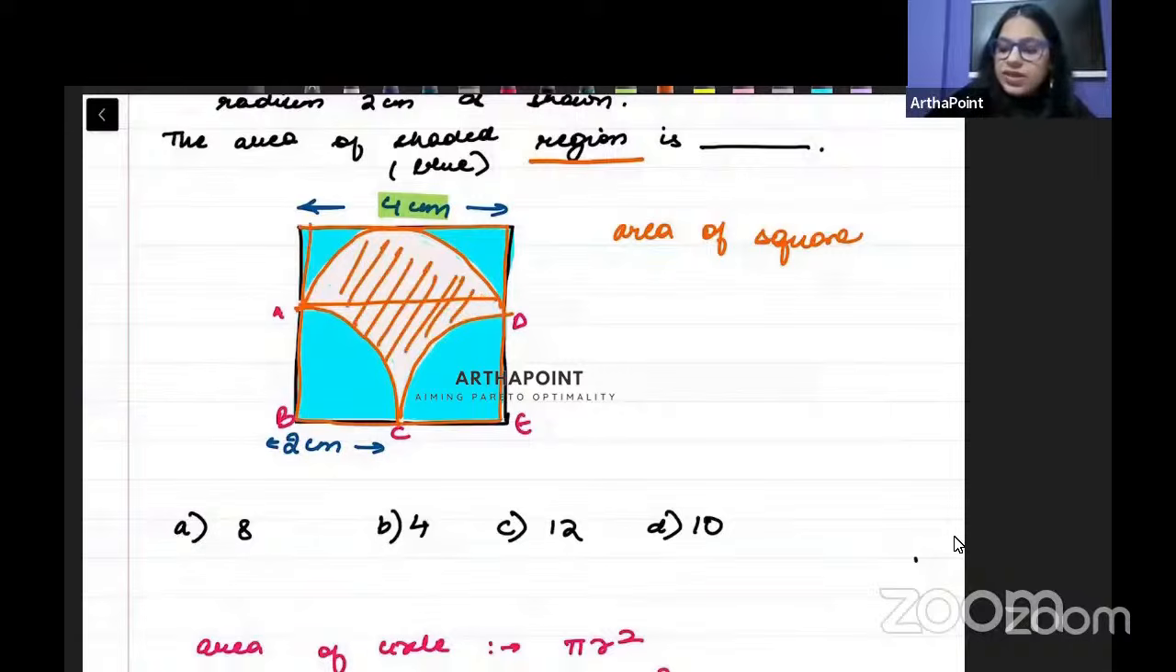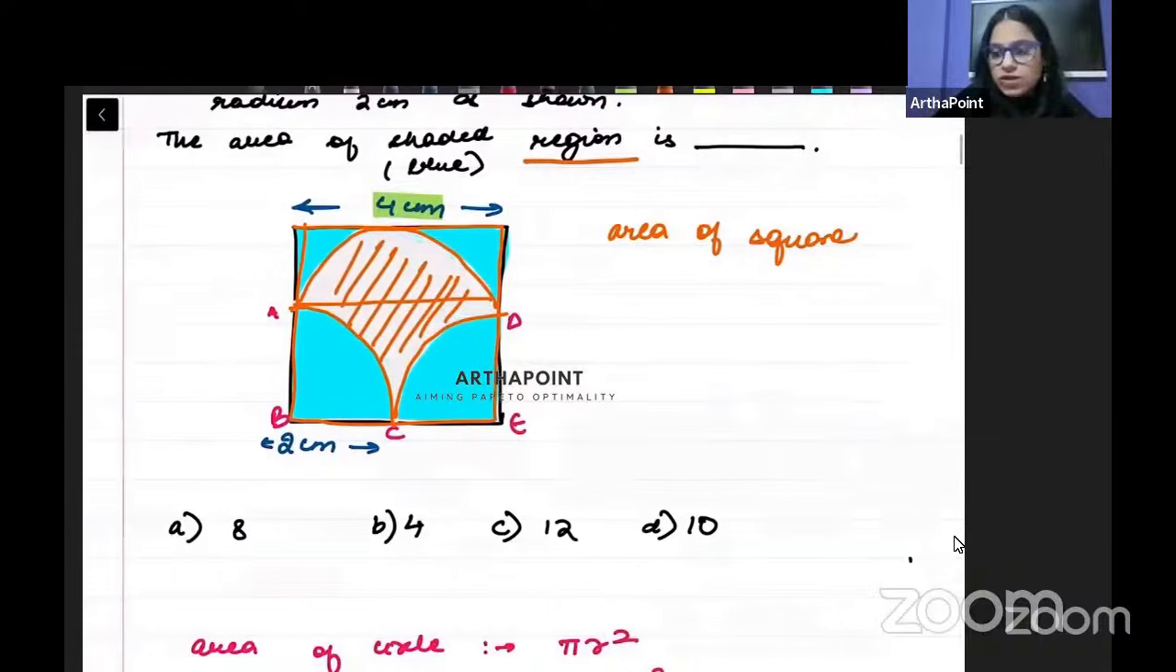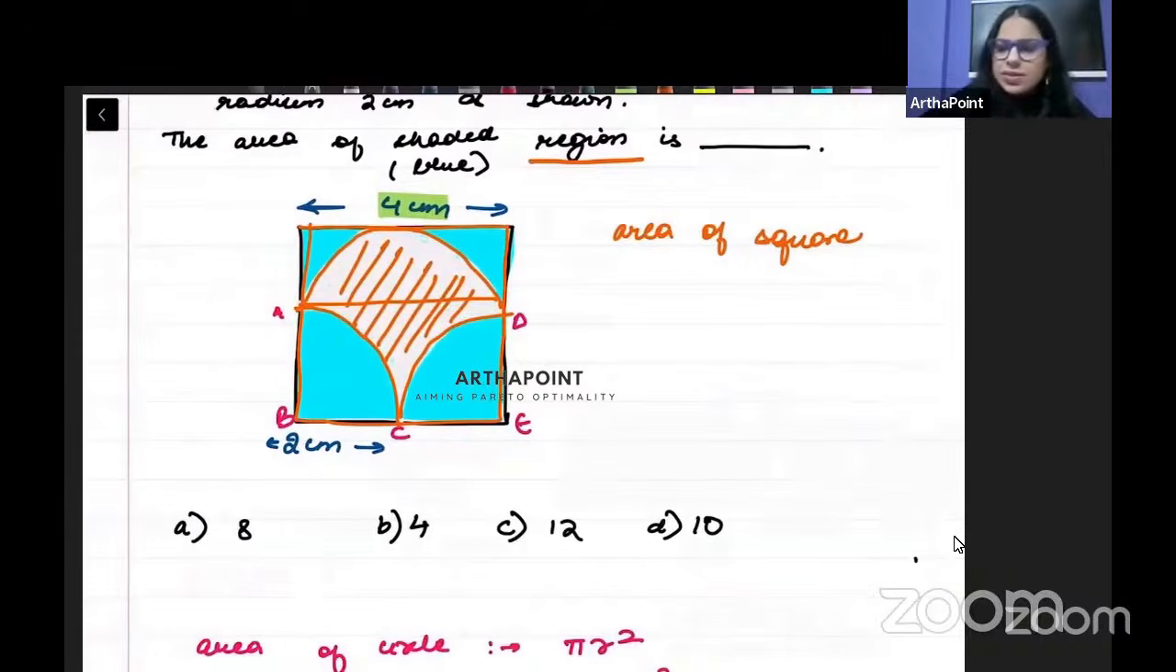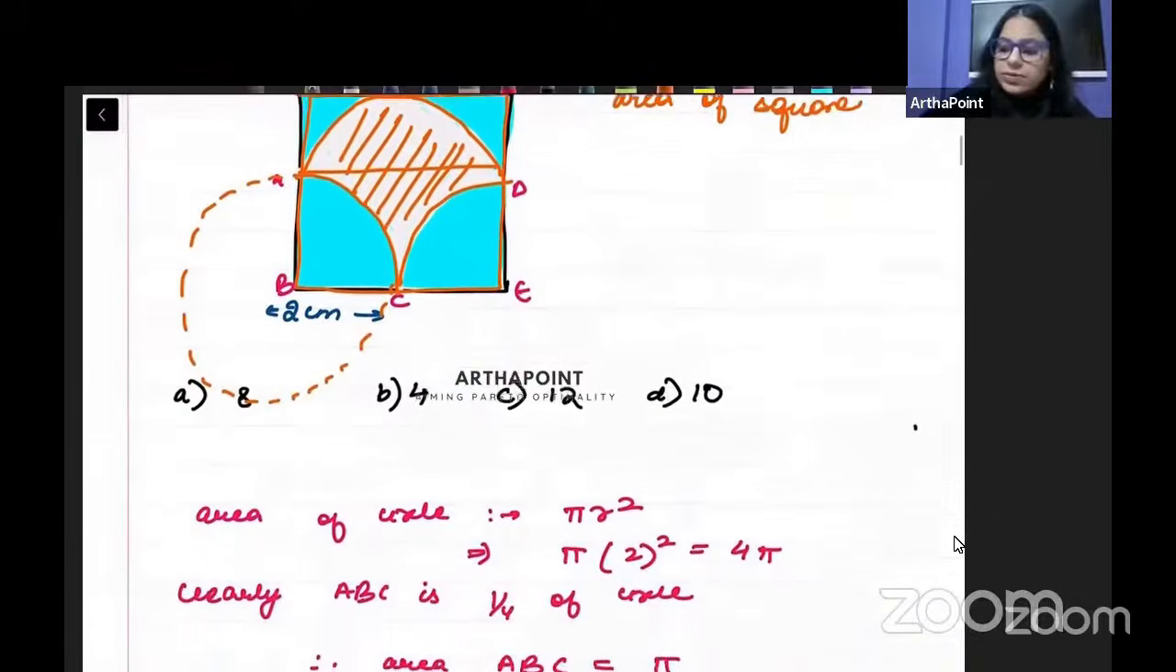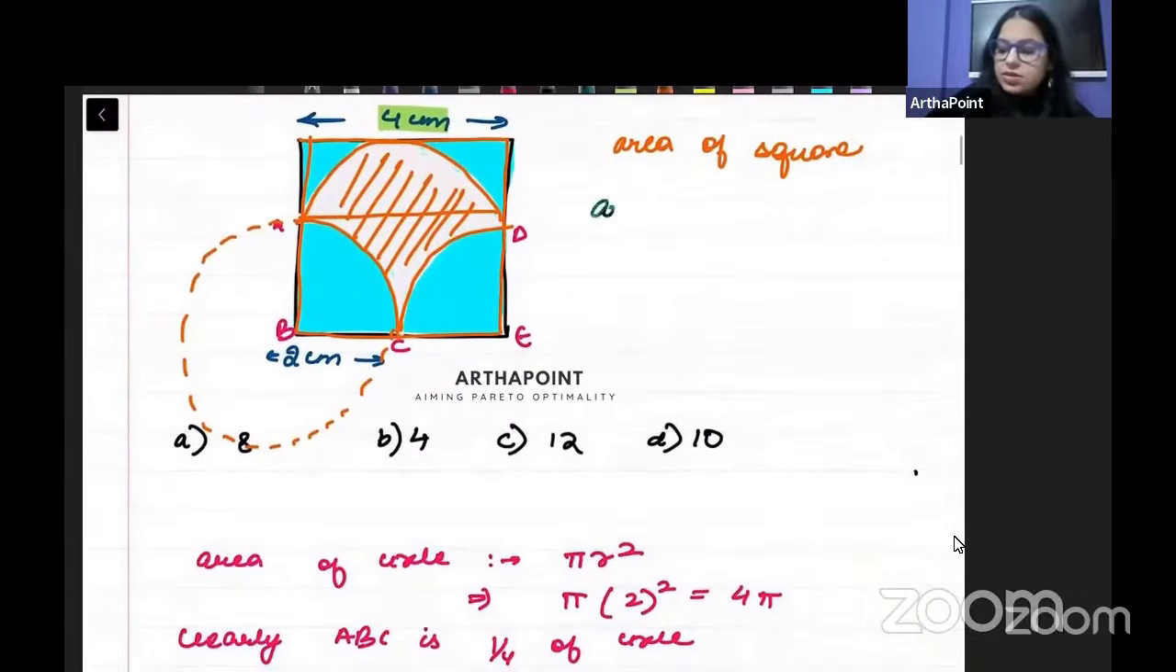Another way of going ahead and solving this question can be, tell me something. If this is a circle, if I just extend this, can you tell me what will be the area of the circle, beta? The area of the circle will be pi r square. Can you think about what is going to be the radius?